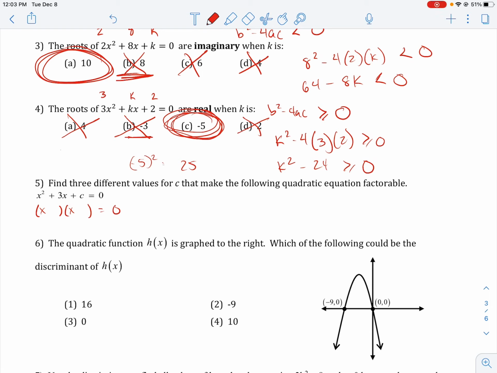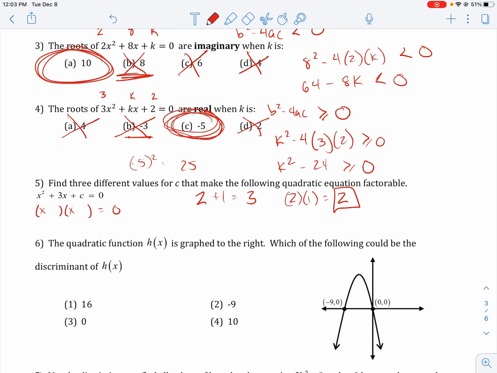The first one I can think of is 2. So x plus 1, x plus 2. Add those two together. What's 2 plus 1? That is equal to 3. 2 times 1, that's equal to 2. So 2 is going to be one of our numbers. Let's think of another one.